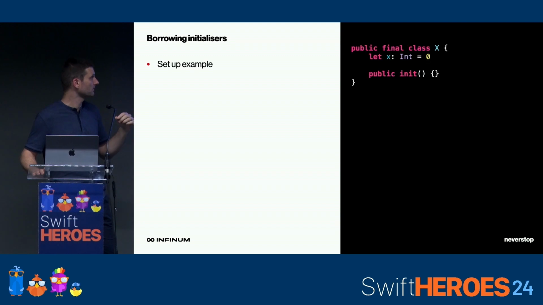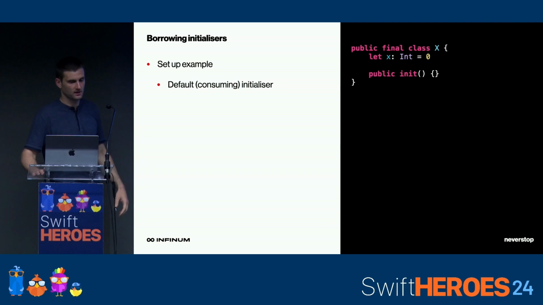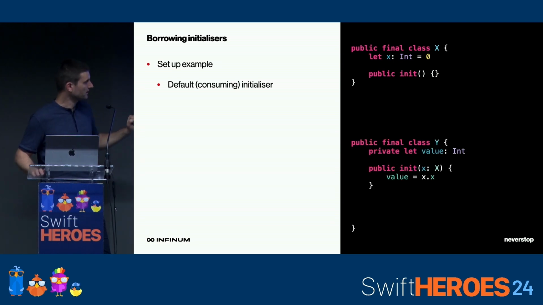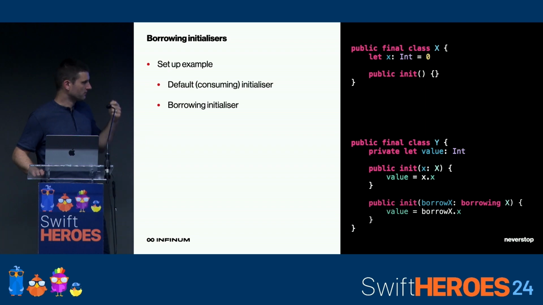For the borrowing initializer, the process is the same as before. We set up an example. We have this simple class X. Then we need a default consuming initializer, which you can find here: public init with X, default convention. And we need another, borrowing initializer, where we annotate this parameter with borrowing. And please note how we use this parameter X that is passed to us. We don't store it. We just take something out of it and discard X after that.